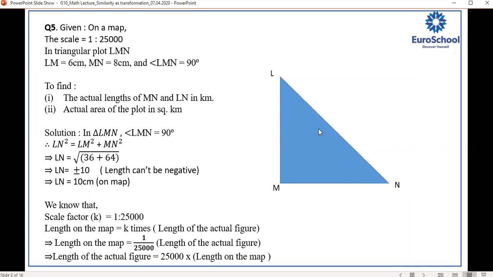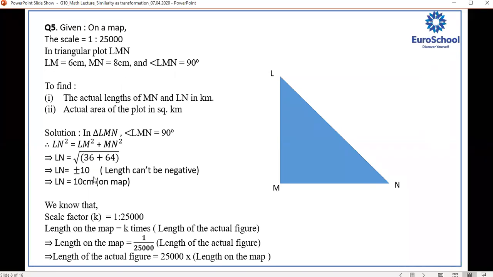So what is the value of LN? LN is the hypotenuse. LM is 6. MN is 8. So the square is 36 plus 64. You all know that whenever we find the square root of any value, we always get 2 values, plus minus 10.